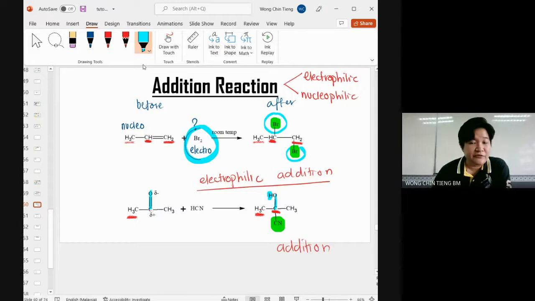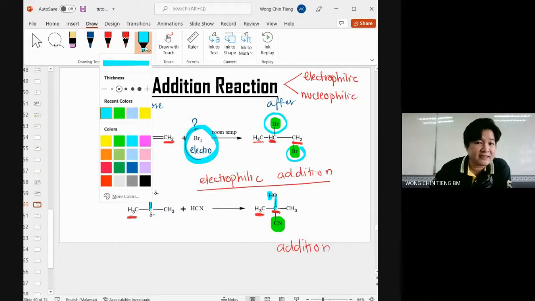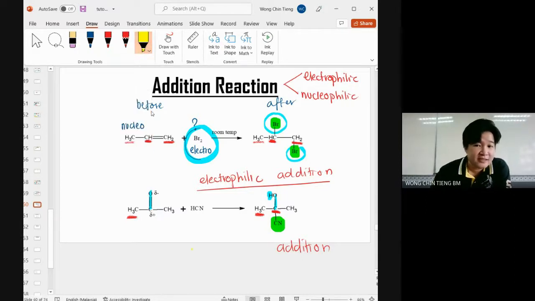Same thing. We want to find the person that is making the changes. The one that is making the changes is the CN. Always cari siapa yang menyebabkan dia berlaku. CN datang dari mana? CN datang dari HCN. So kamu boleh buat as simple as H adalah positif, CN adalah minus.